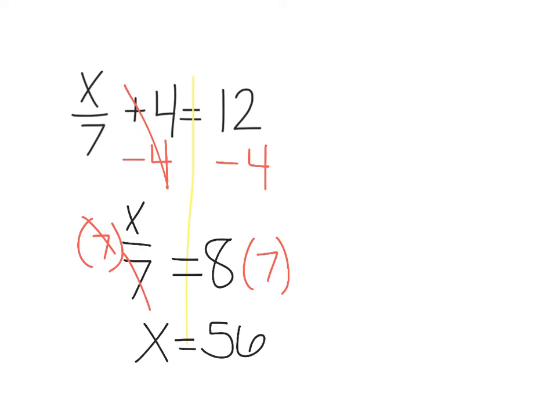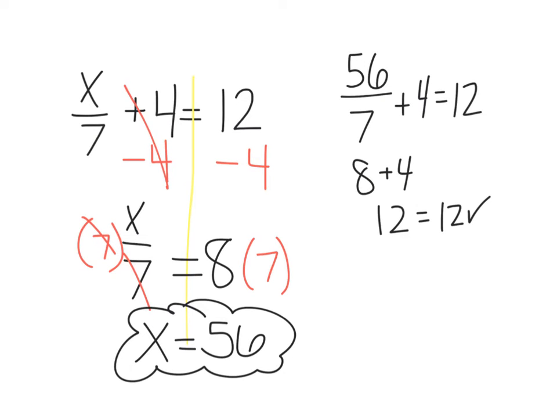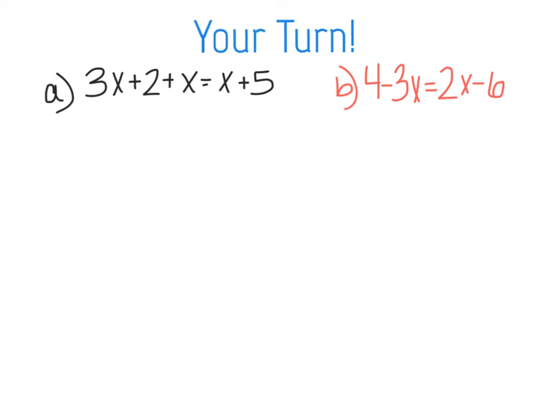And to check my answer, I'm going to plug 56 back in. 56 divided by 7 plus 4, let's see if that equals 12. 56 divided by 7 is 8. 8 plus 4 is 12. And what do you know? 12 equals 12. Our answer checks out. X equals 56. All right, now it's your turn to try a couple.